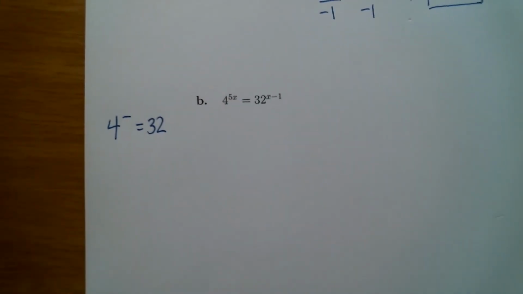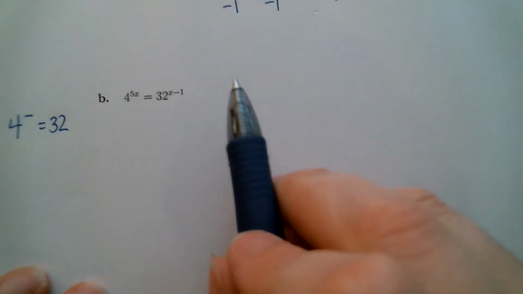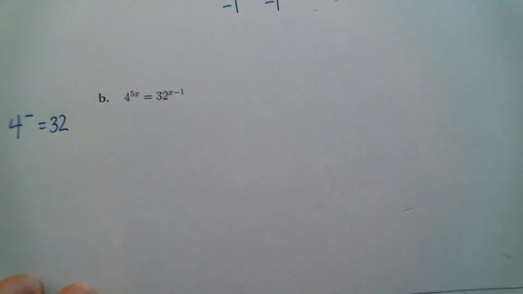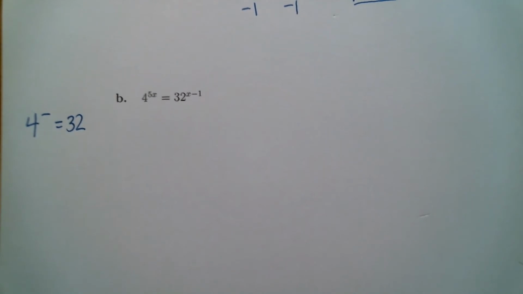Well, 4 to the first power is 4, 4 squared is 16, 4 to the third power is 64, so it doesn't work. So actually what you have to do here is change both of these. You're going to have to change both of the bases. We can actually write both 4 and 32 as a power of 2. So that's what we're going to try here. And I'm going to go ahead and color code this.